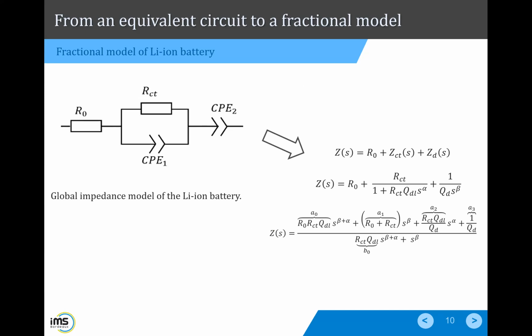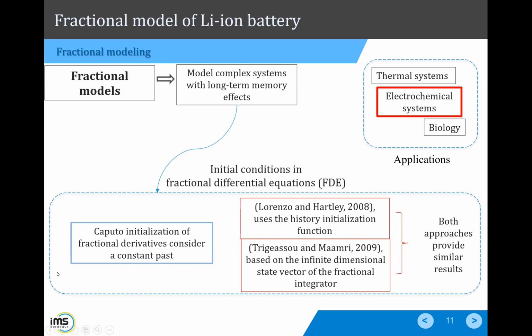To get the transfer function of the batteries from the global impedance model, we establish a relationship between the different parameters of the model and the transfer function. These parameters have a one-to-one relation. The fractional models, if you don't know them, are models used to model complex systems with long-term memory, such as thermal systems, electrochemical systems, and biological systems.